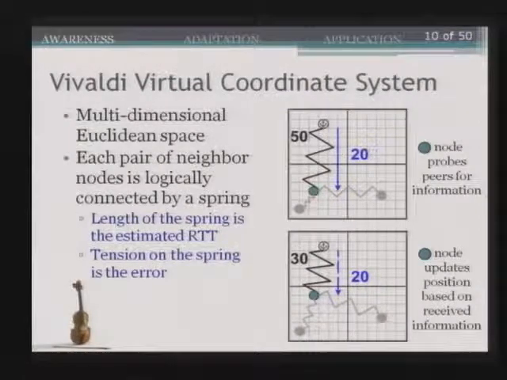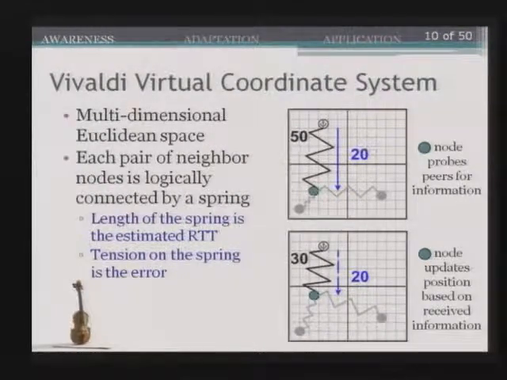If we look at the top graph, we can see that the anchor node is connected to the green node, and it has an estimated round-trip time of 50 milliseconds as shown by the spring, whereas the real round-trip time is 20 milliseconds as denoted by the blue arrow. Now, in order to make the estimate more accurate, the green node will move towards the node that it probed, being the anchor node, and so it updated its position based on the received information.